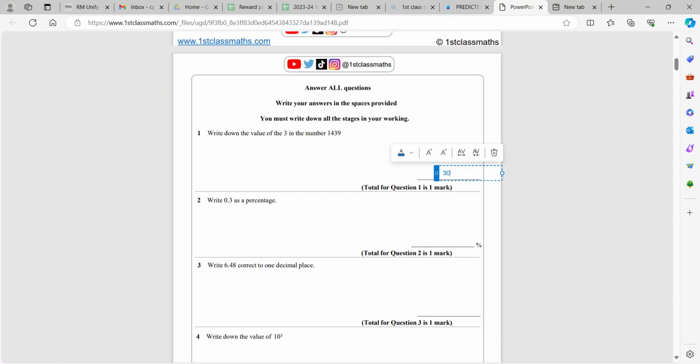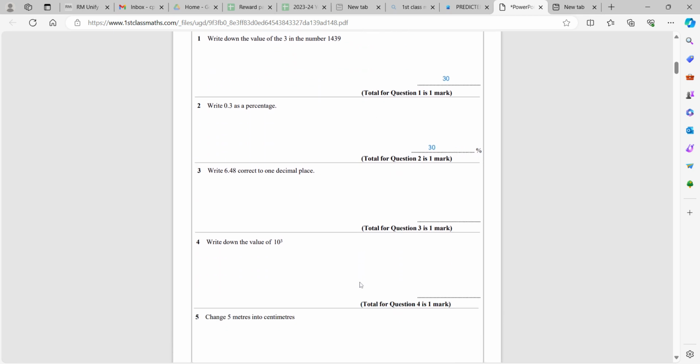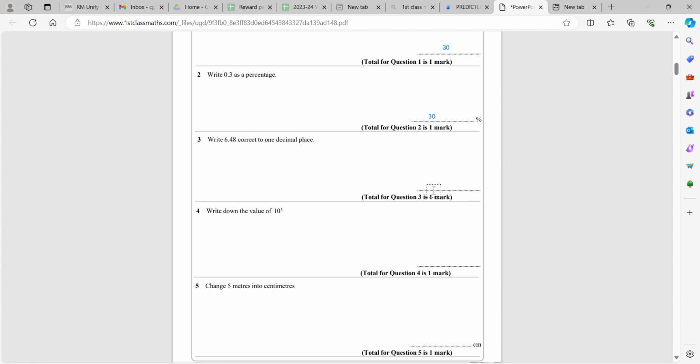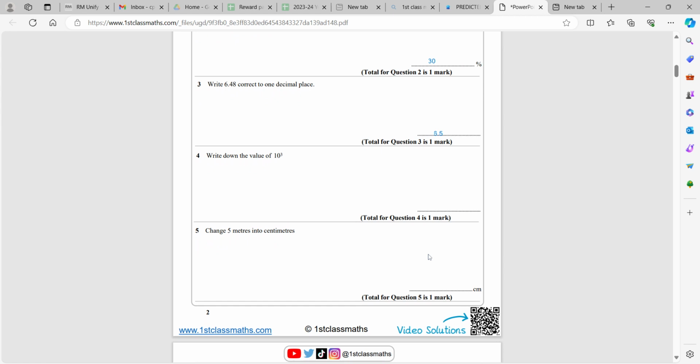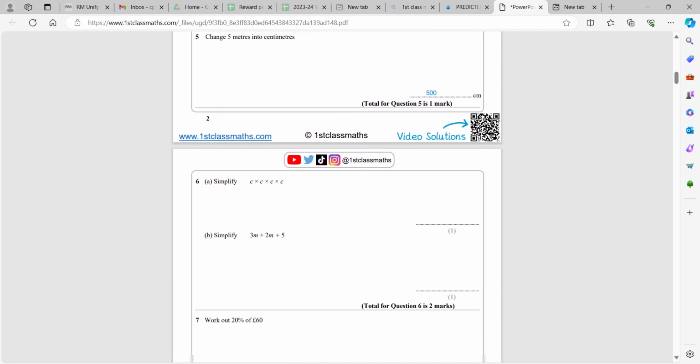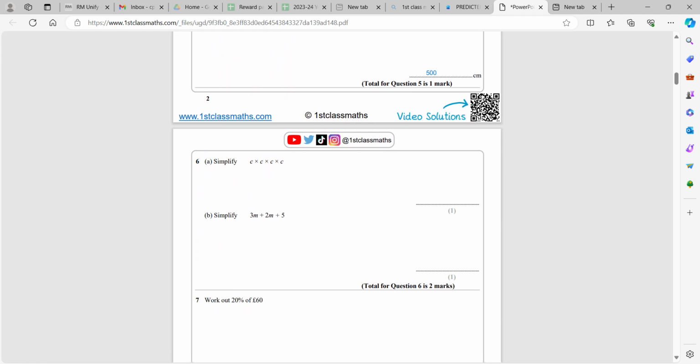So you're going to write 30 because it's in the tens column. 0.3 is a percentage, you know it's 30%. 6.48 to one decimal place, it's going to be 6.5. The value of 10 to the power of 3, so that's 10 times 10 times 10, which gives you 1,000. 5 meters into centimeters, you know there's 100 centimeters in a meter, so you just times that by 5. C times C times C times C is going to give you C to the power of 4.